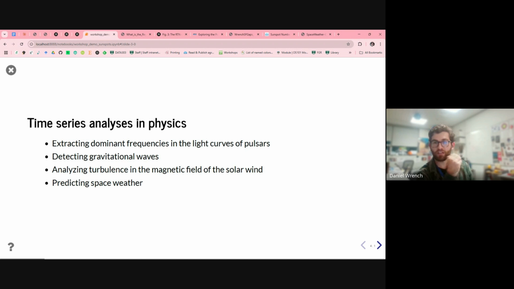As I already mentioned and gave some examples about, analyzing turbulence, the magnetic field of the solar wind is one where we need to analyze time series and use things like power spectra and autocorrelation functions.